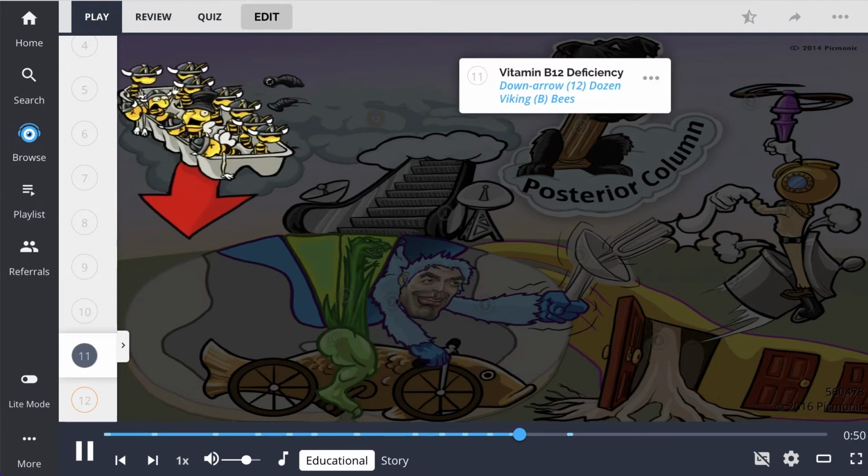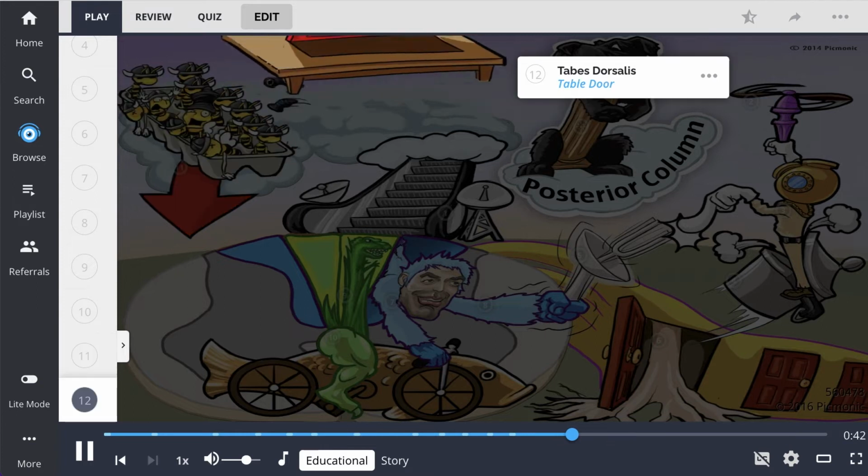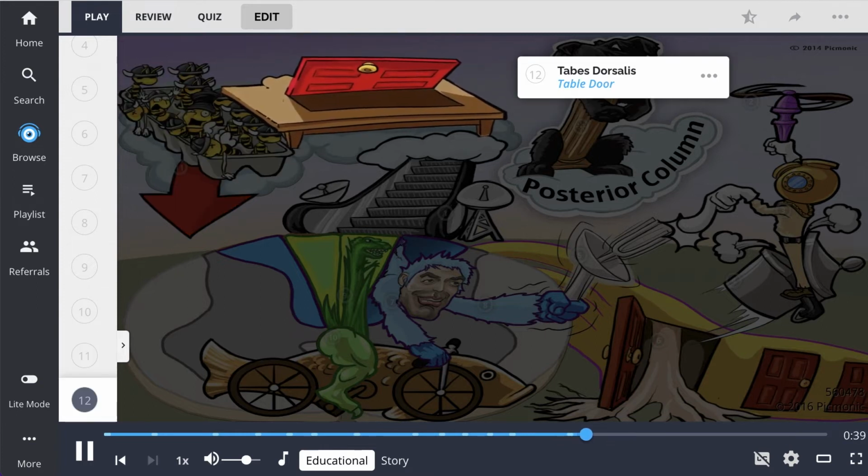Lesions to the posterior column can occur in people with vitamin B12 deficiency. The down arrow 12 dozen Viking bees which were attacked, along with untreated syphilis leading to tabes dorsalis, the table door opening. So let's review the posterior column because it's important.